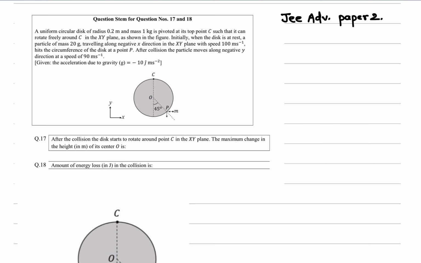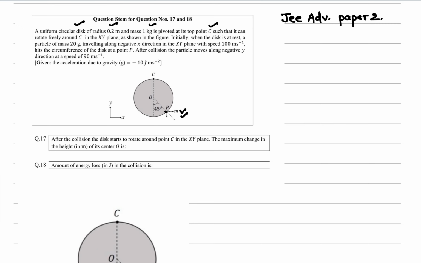A uniform circular disk of radius 0.2 meter and mass 1 kg is pivoted at its top point C such that it can rotate freely around C in the XY plane. Initially, when the disk is at rest, a particle of mass 20 gram, traveling along negative x direction in the XY plane with speed 100 meter per second, hits the circumference of the disk at point P. After collision, the particle moves along negative y direction at a speed of 90 meter per second.